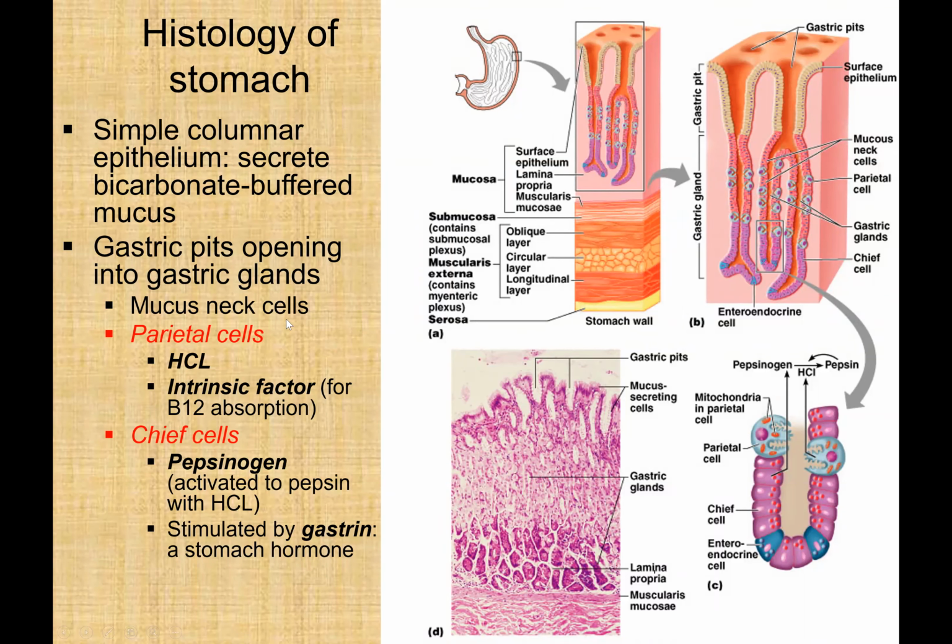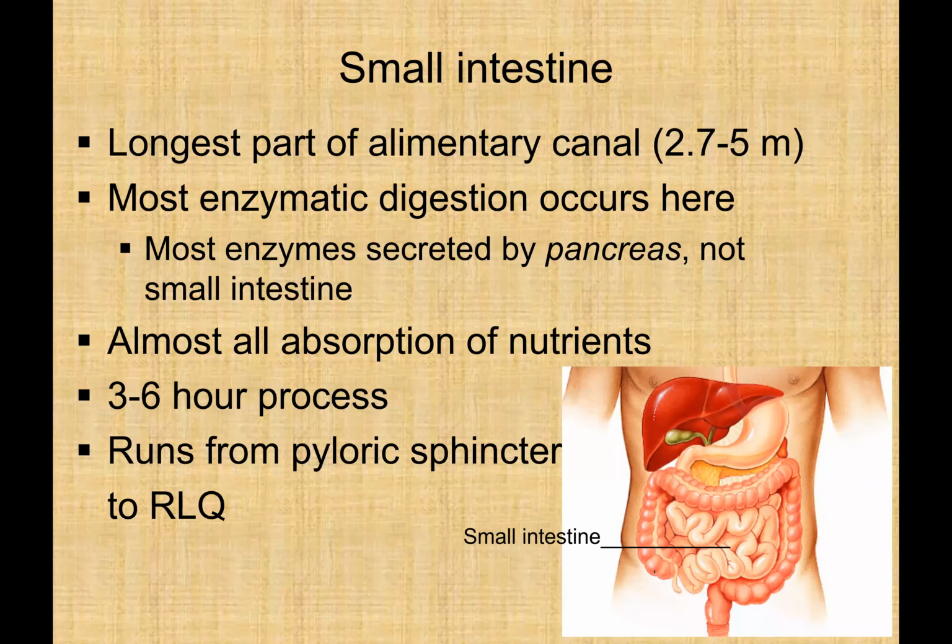So you can see the mucous neck cells, and we have the parietal cells, which also produce intrinsic factor for vitamin B12 absorption. The chief cells produce pepsinogen. The pepsinogen will then be activated into pepsin by the product of the parietal cells, which is hydrochloric acid. They are also stimulated by the secretion of gastrin, which will also work on some of the things inside it.